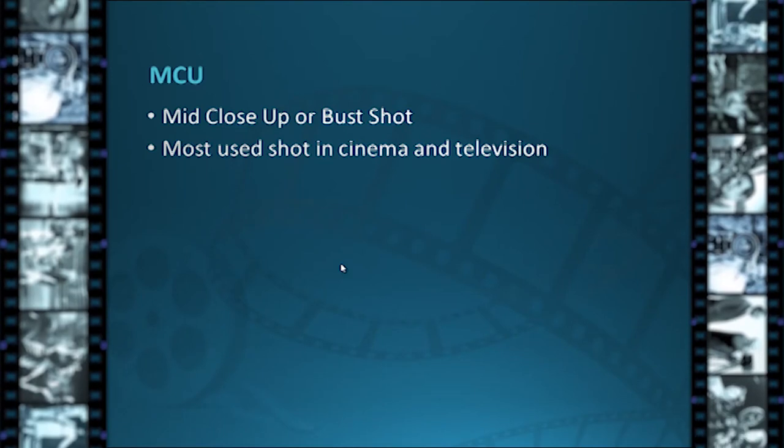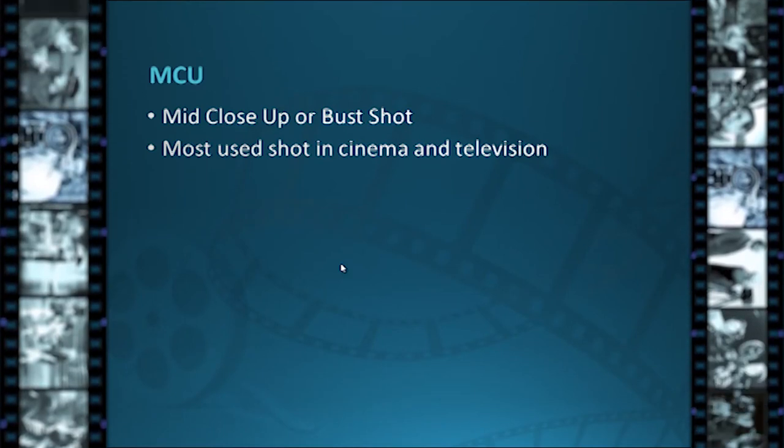Next, we have the mid close up, or the MCU. It's also known as a bust shot. Again, we are moving in closer to the character. Details about the surroundings are being lost again. This is one of the shots that you will find most used in cinema and of course in television, because this is the kind of composition, this is the kind of shot size that is very natural to a human being. So imagine if you're talking to a friend.